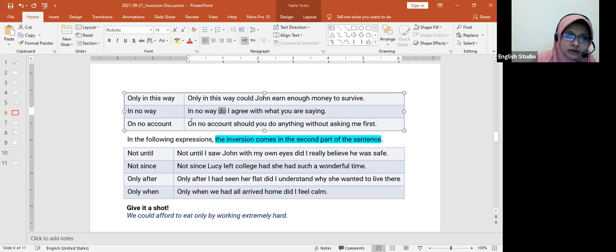Okay, good. So for these examples or instances ya, usually the inversion comes in the first part of the sentence atau di awal sentence kayak misalnya only in this way could John earn enough money to survive ya. Tapi ternyata there is also another version of inversion because actually this pattern can also come in the second part of the sentence. For example, like this ya, not until I saw John with my own eyes did I really believe he was safe.